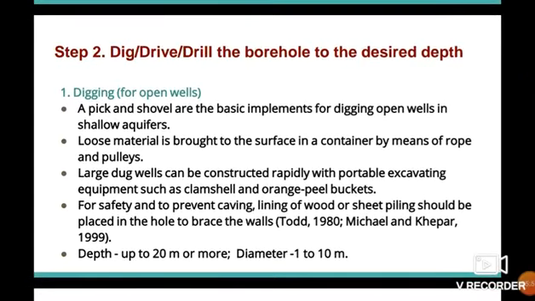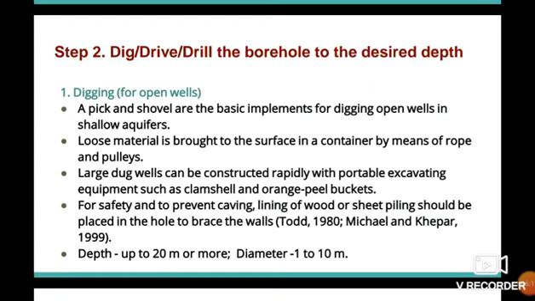The second step is to make the hole to the desired depth. We can make the hole by means of a number of methods. Digging, driving, drilling, etc. are some methods. So we'll move on to the first method, digging. Digging is normally done for open wells. You may have seen digging. Digging is done by manual means, by means of a shovel and pick.